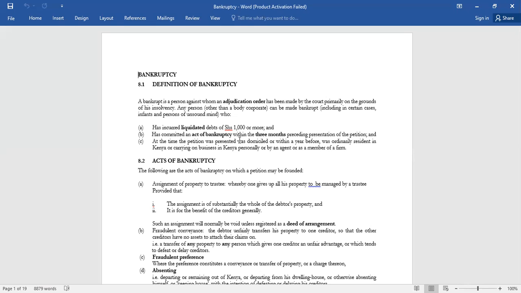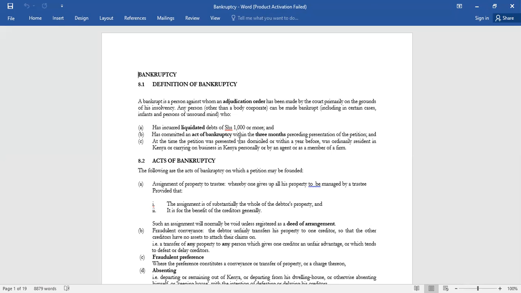We can start. So a bankrupt is a person against whom an adjudication order has been made by the court, primarily on the grounds of his insolvency. So kindly note, by the court. So it is not any other person who will confirm or call yourself bankrupt. So any person can be made bankrupt, and whatever makes a person bankrupt legally is stipulated there.